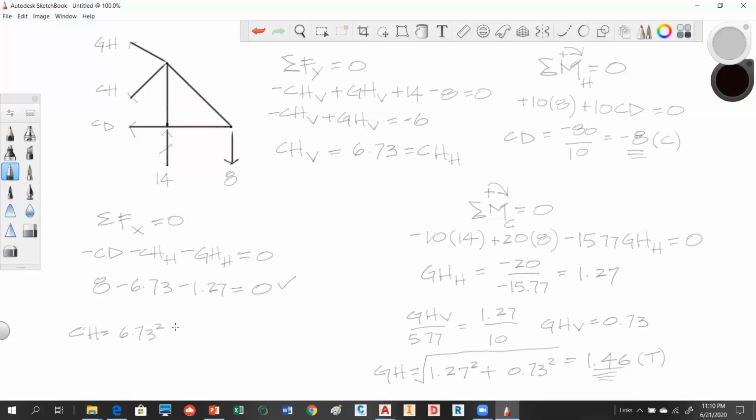So the only thing we need to do now is get our CH value, 6.73 squared plus 6.73 squared, square root, gives us 9.52 tension. So tension, and compression. And that one's a little bit more involved because of the angles that you have to deal with. So you can end up taking maybe 2 moments, sometimes 3 possibly. But that's a good way to solve that.